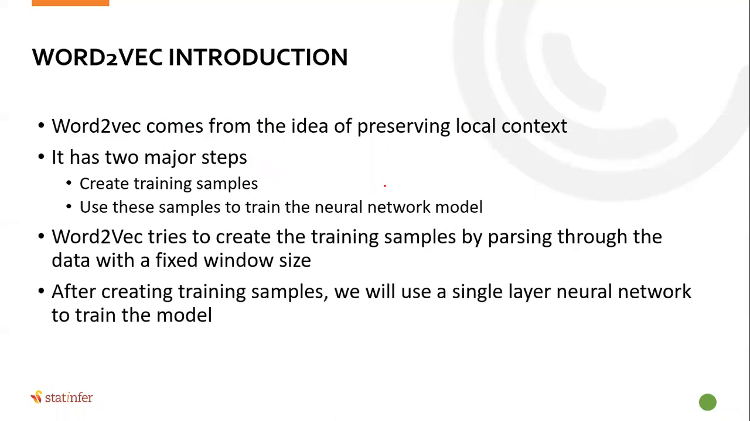So here is the idea. First, create the training samples. What are the training samples? Put the word here and put the context here. Then build a model to convert these words into numbers. Let us see the overall process.